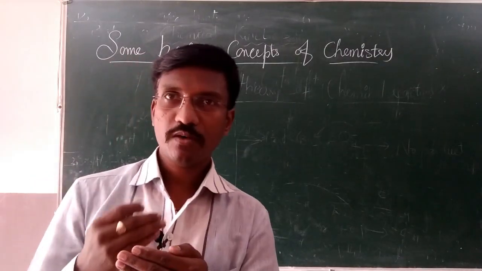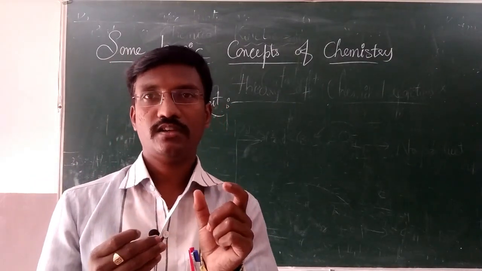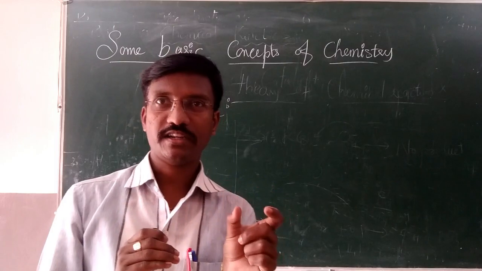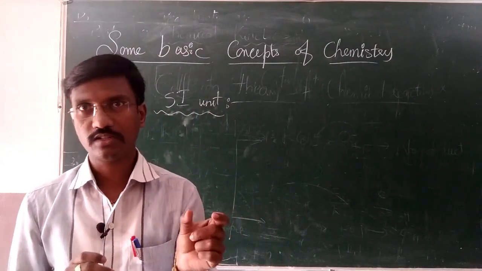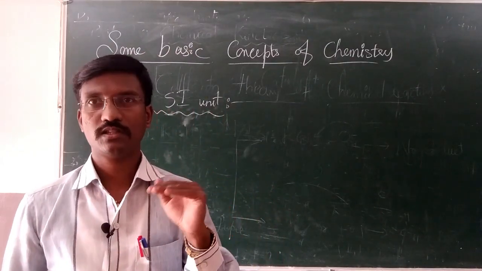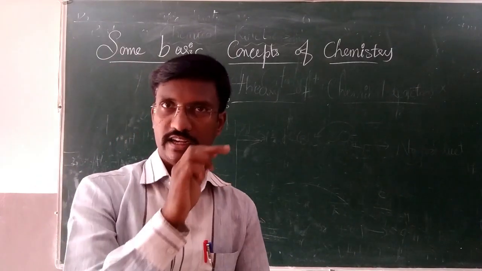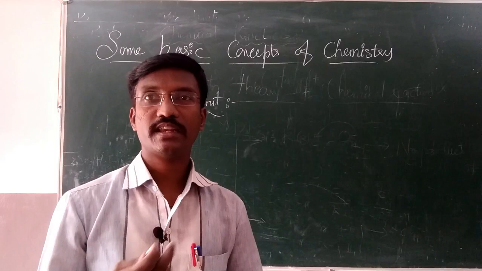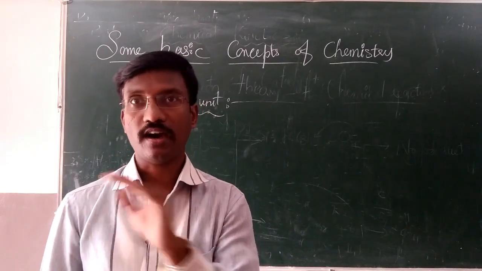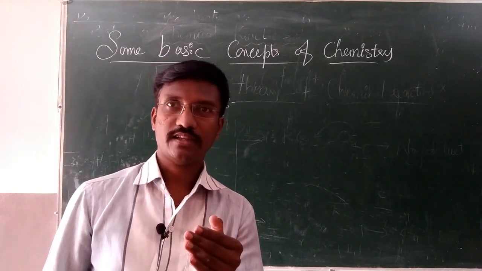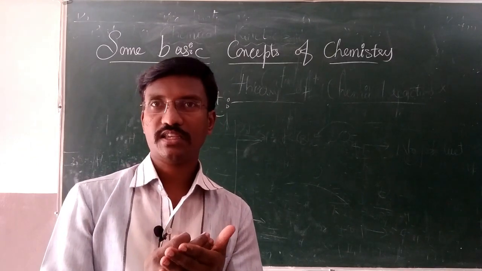For some of the measured quantities, we represent the standard units, so that throughout the universe we are using the same kind. For example, time t is measured in seconds, not in minutes, not in hours. Compulsorily it is in seconds. So the SI unit of time is second.